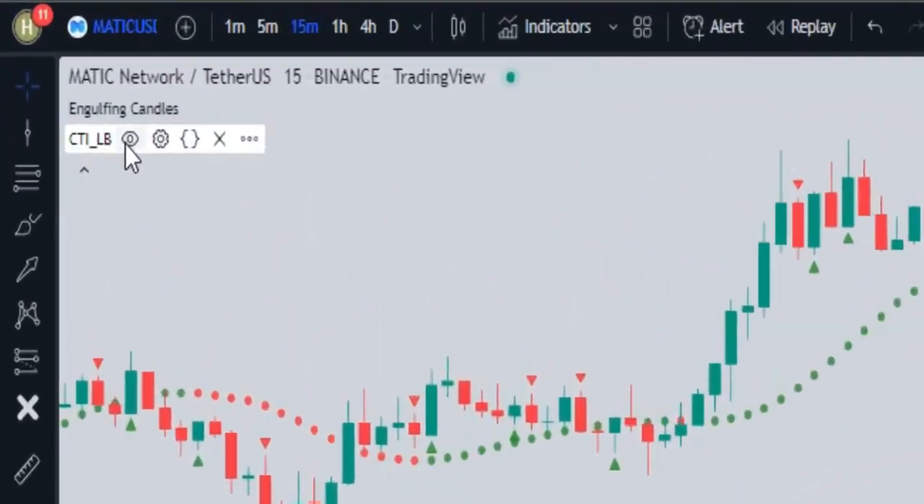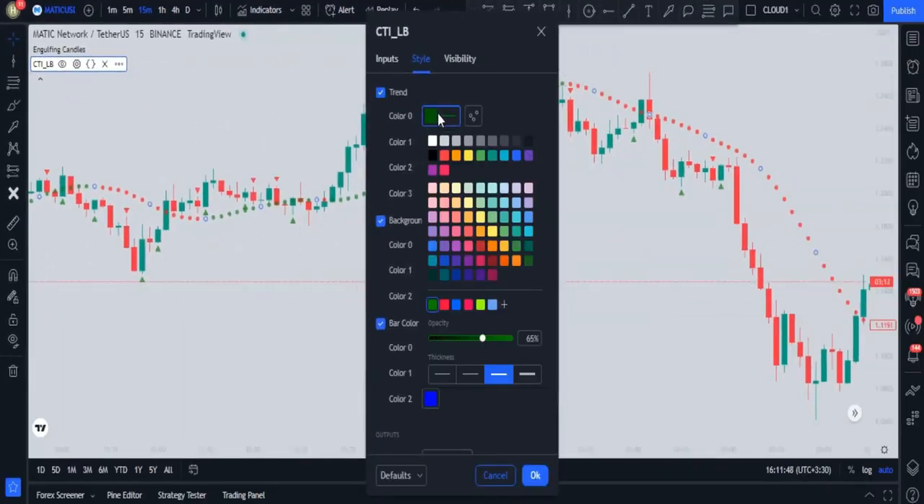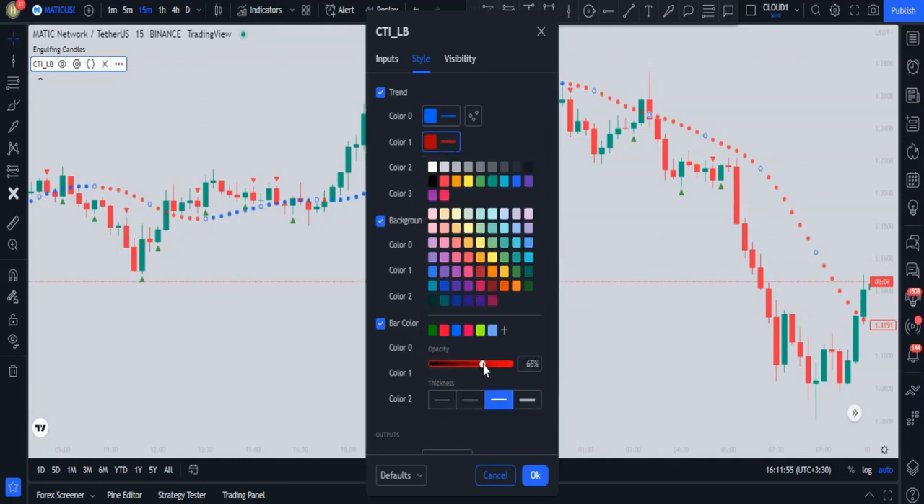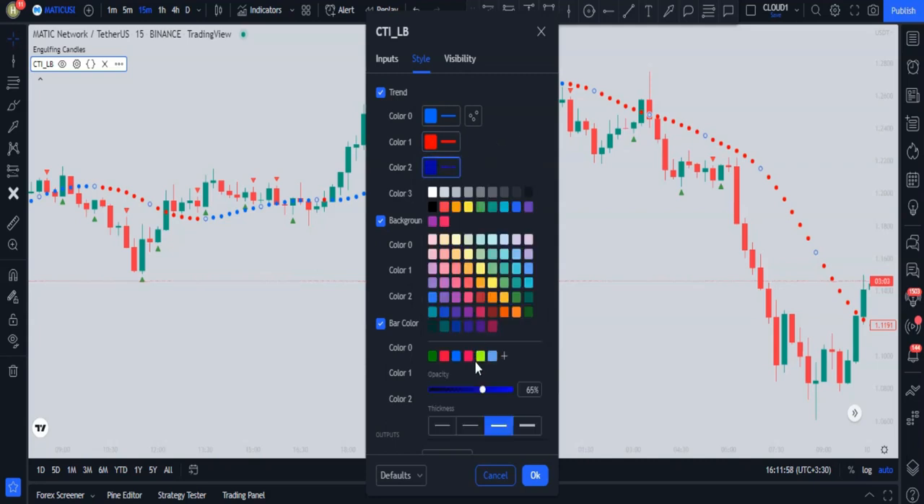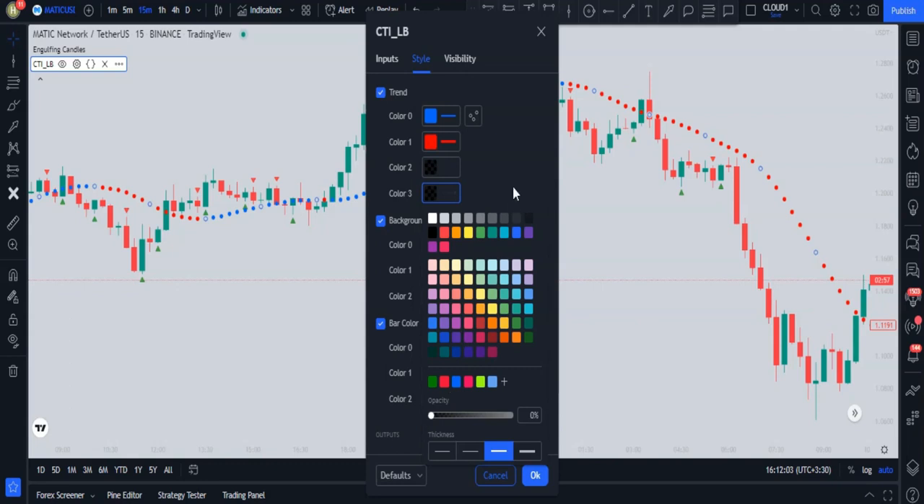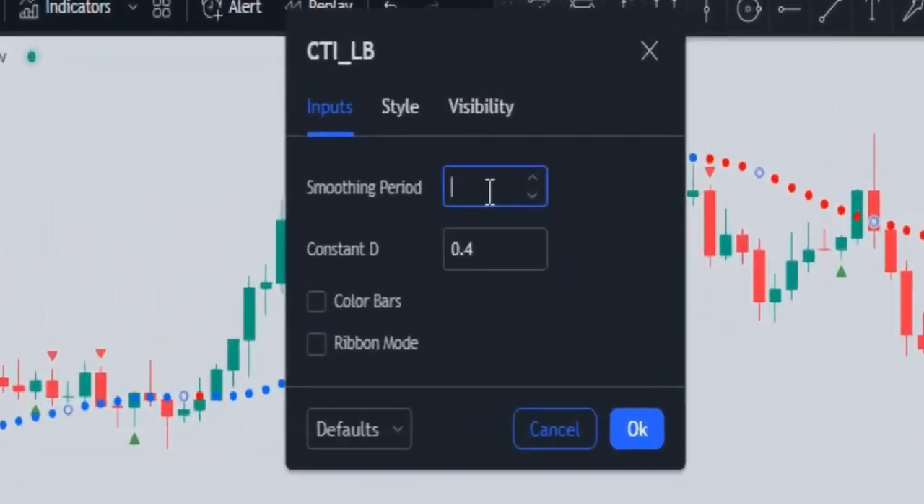But first, let's access its settings and change some parameters. In the style section, make color 0 blue and make it a little thicker. Color 1 should be red, and also make this one a little thicker, and get rid of color 0 and color 3 by setting their opacity to 0%. The next step would be to change the smoothing period from the inputs tab from 21 to 200.